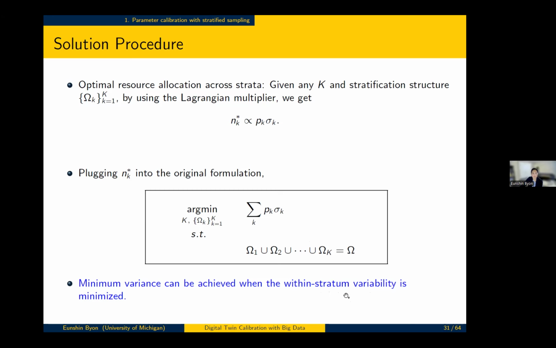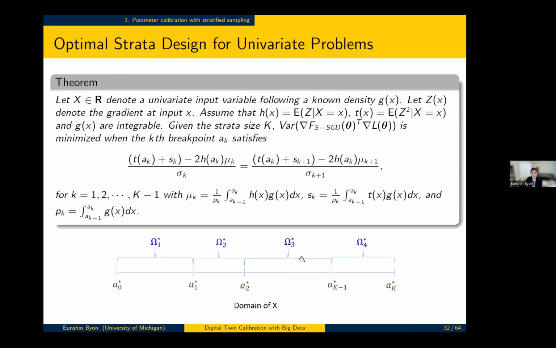Then how can we do that? Suppose we have a single variable, okay? So our input is just one variable. Then we want to find the breaking points to define the stratification structure. So this is the first stratum, second stratum, third, and so on and so forth. When k is given, to define the optimal breaking points, we were able to derive the condition. So if this condition is met, then we can find the optimal breaking points.